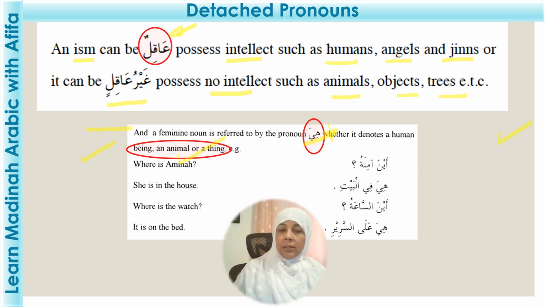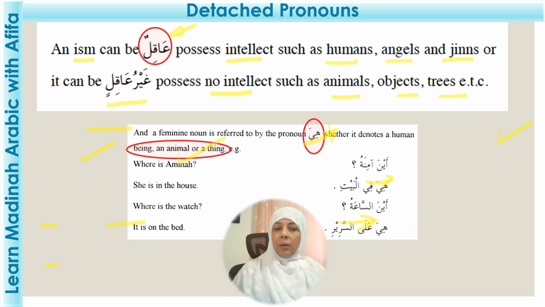So let's practice. Where is Amina? In Arabic we say, Aina Aminatu. And you answer, she is in the house. Pretty straightforward. You say, Hiya fil baiti.